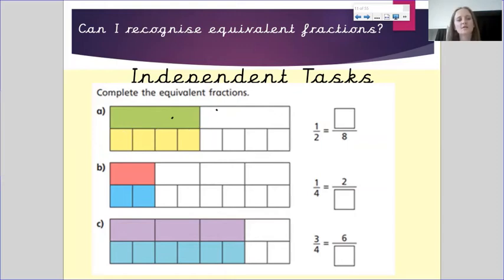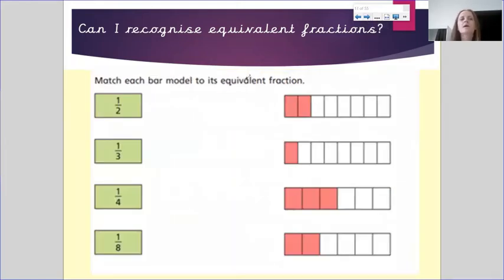And then this one here is broken up into 8 equal pieces, which means this is showing you eighths, okay, of which 1, 2, 3, 4 are colored in. So tell me now, what would that fraction be? Because it is equal to 1/2. Have a look at B and help me work that one out, and then have a look at C. Once you have done that, have a look at this one.